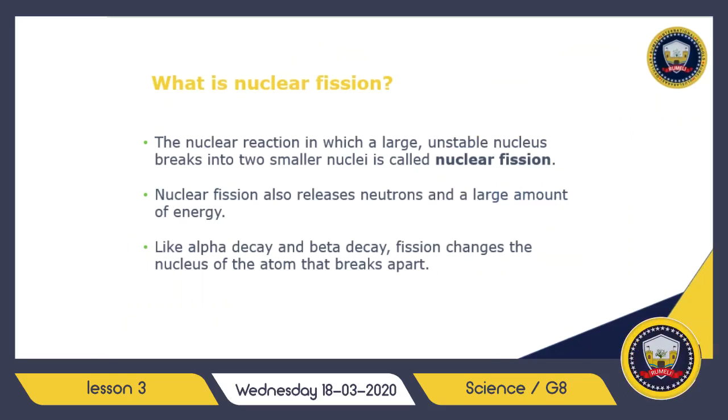So what is nuclear fission? The nuclear reaction in which a large unstable nucleus breaks into two smaller nuclei is called nuclear fission. Nuclear fission also releases neutrons and a large amount of energy. So like alpha decay and beta decay, fission changes the nucleus of the atom that breaks apart.